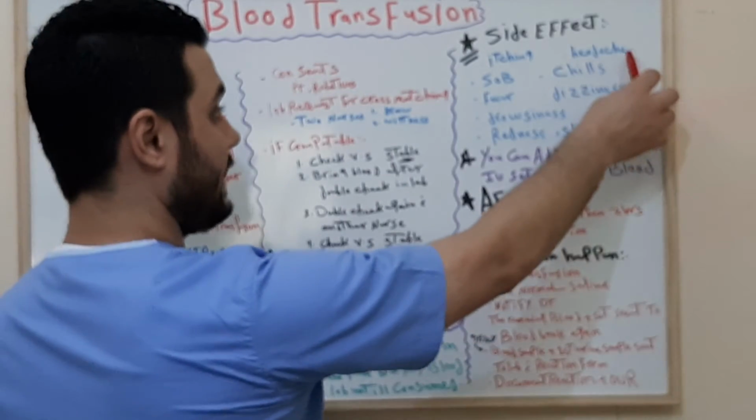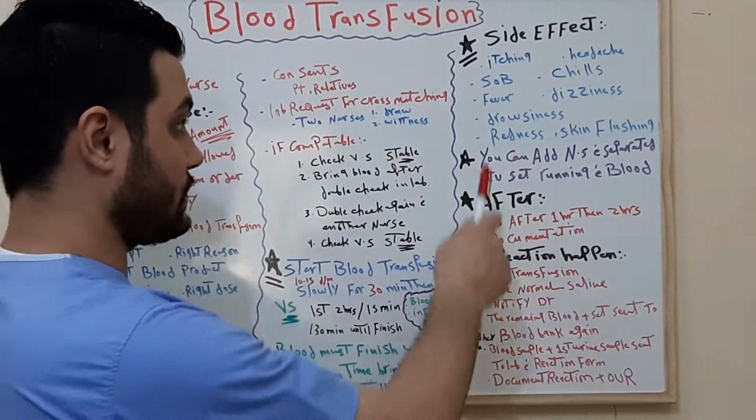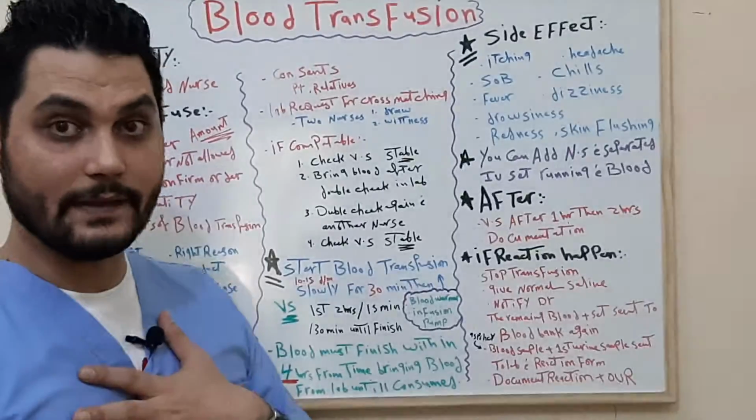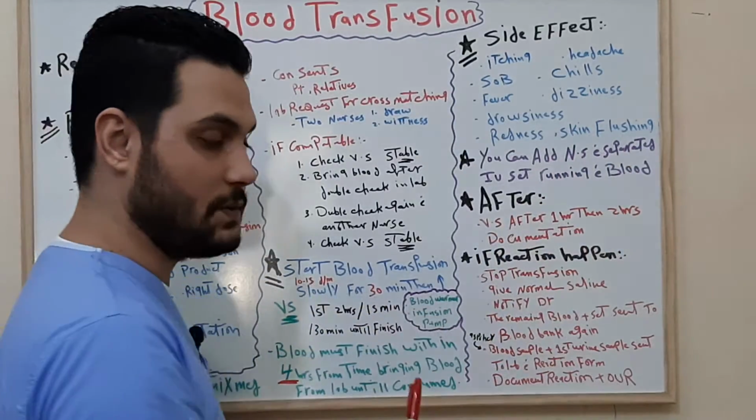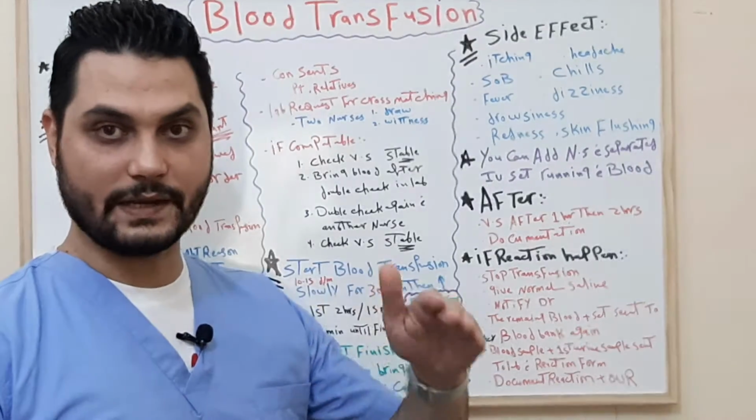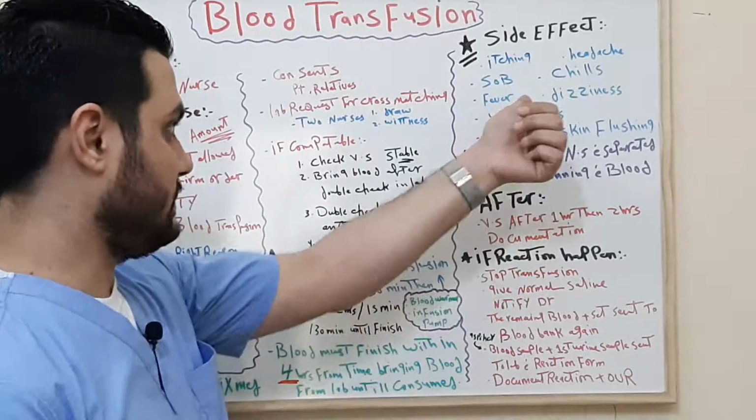The patient has a headache or shortness of breath. He feels dyspnea, he can't breathe well. This is a side effect. The patient has chills or fever. His temperature increased, he has shivering. So the patient has a side effect.